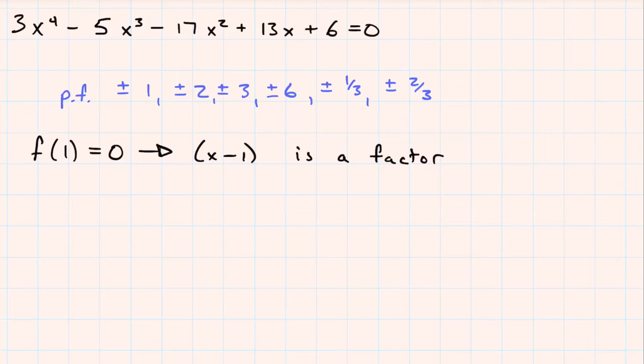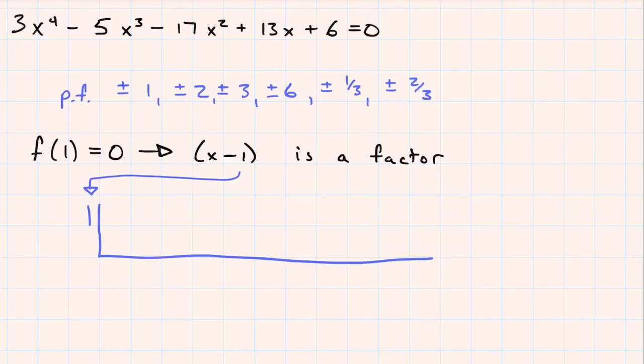All right, now I am going to divide 3x to the fourth minus 5x cubed minus 17x squared plus 13x plus 6 by x minus 1 using synthetic division. So I'm going to put the 1 outside, set up my little chart, and put 3, negative 5, negative 17, 13, and 6 across the top. And now the 3 just falls through.